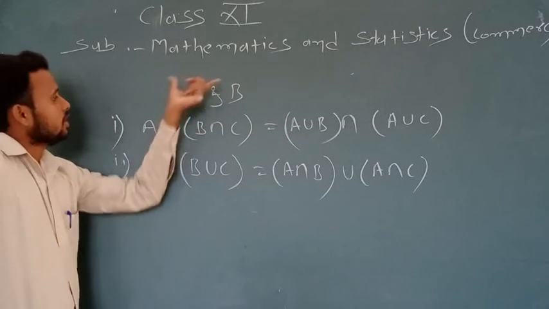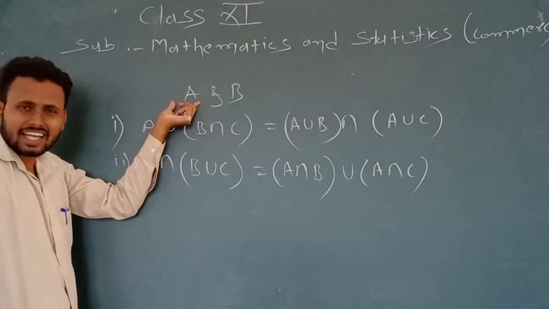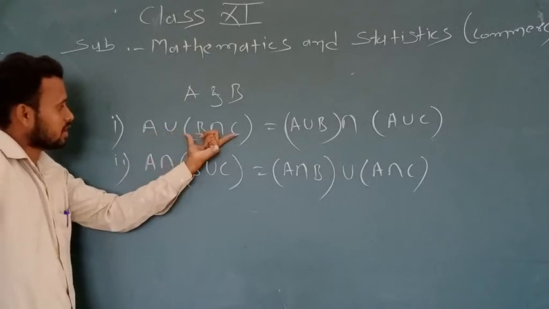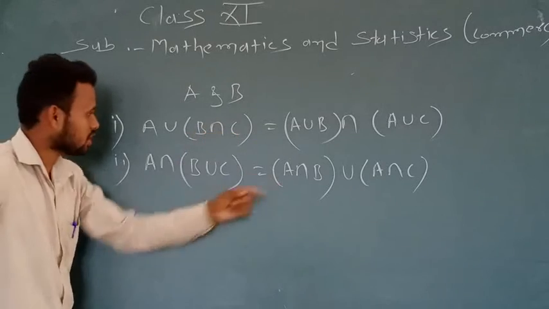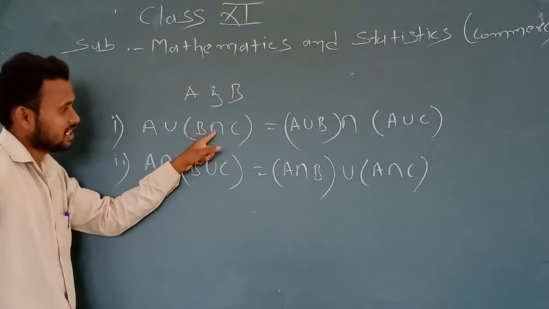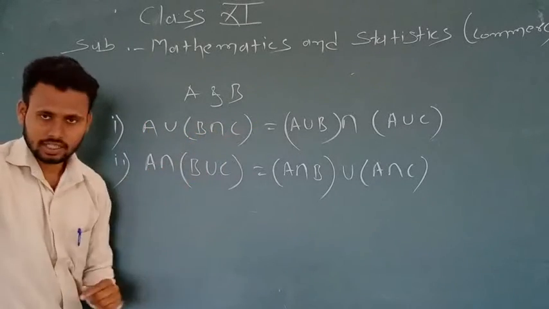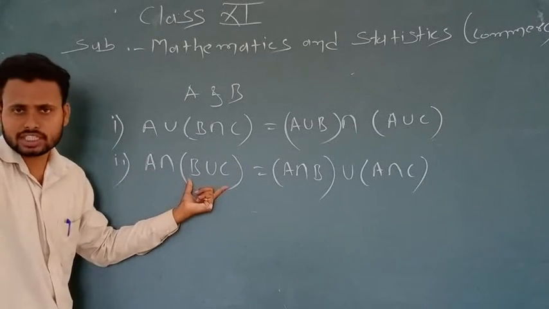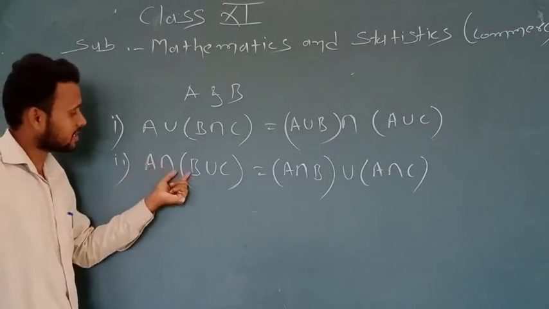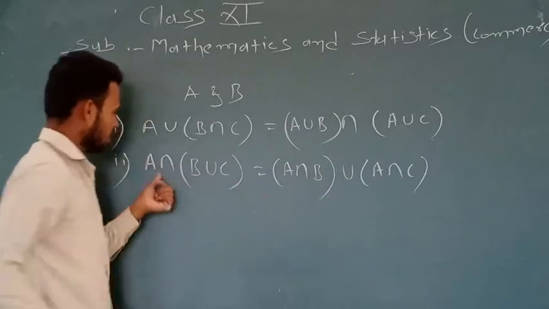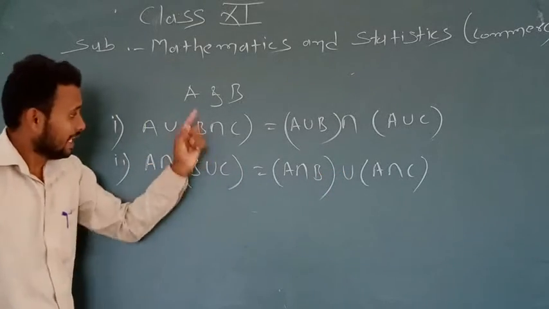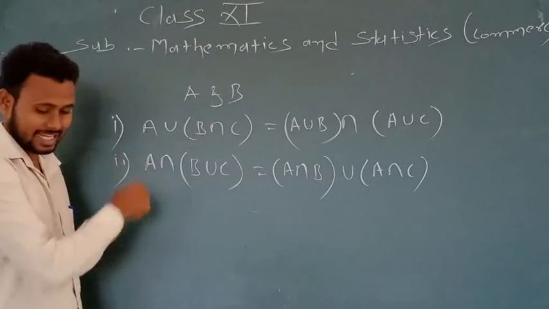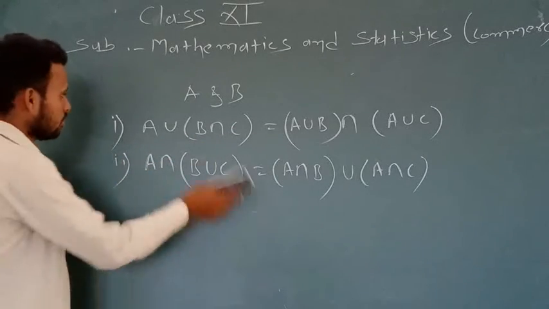Distributive property, what? First, A union (B intersection C) equals (A union B) intersection (A union C). And second, A intersection (B union C) equals (A intersection B) union (A intersection C). That we call the distributive property of sets. Examples based on this property we will see ahead.